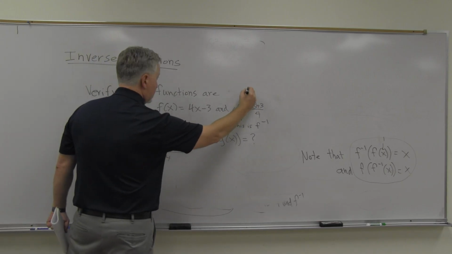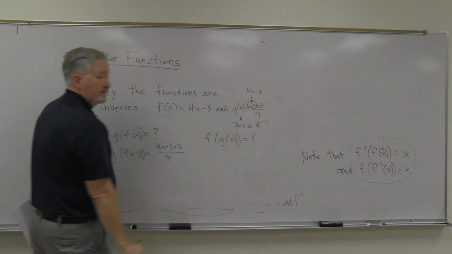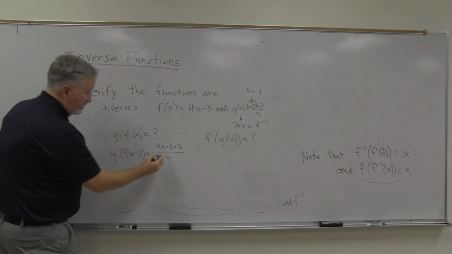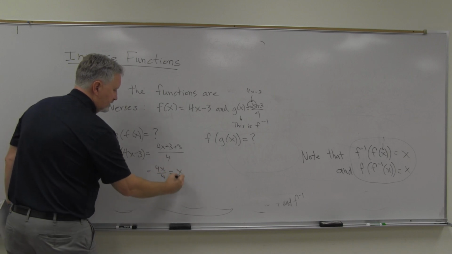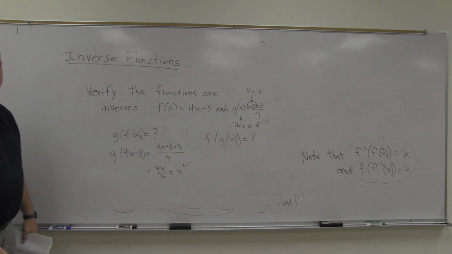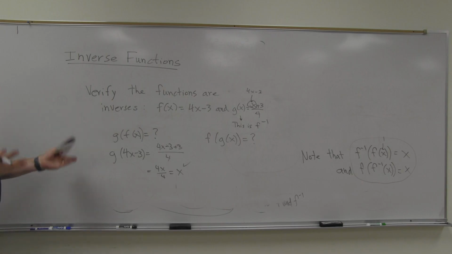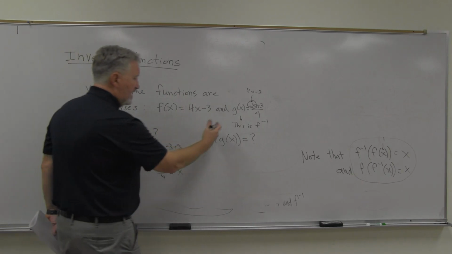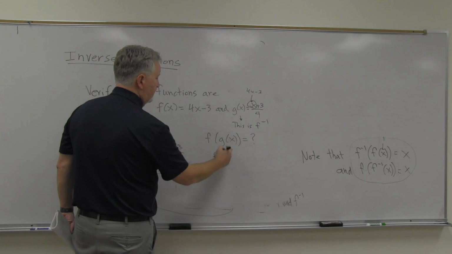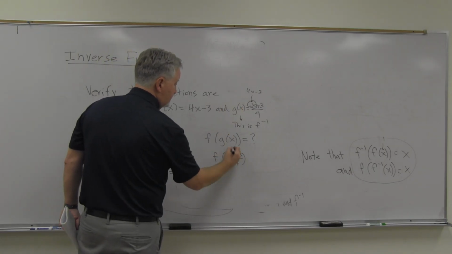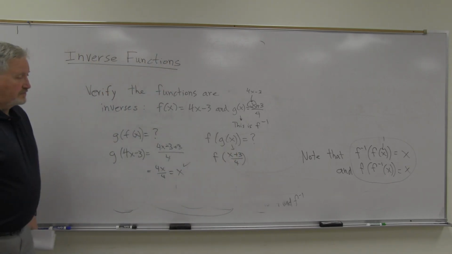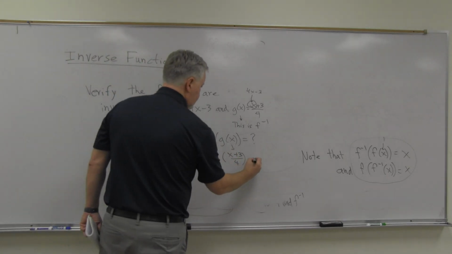Plugging in 4x minus 3. 4x plus 3 minus 3. How about that? 3's cancel, you got 4x over 4. Sure enough, get x. And it works the other way too. f of g of x, so that'd be f of g of x. So you replace the g of x by x plus 3 over 4. See what that gets you.